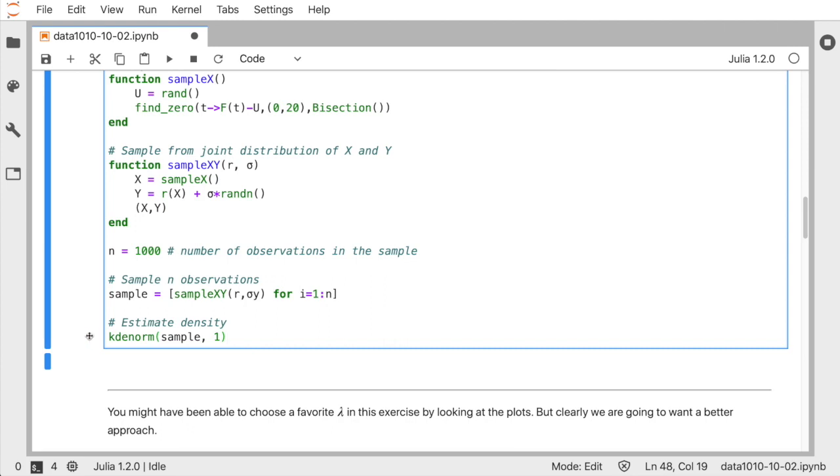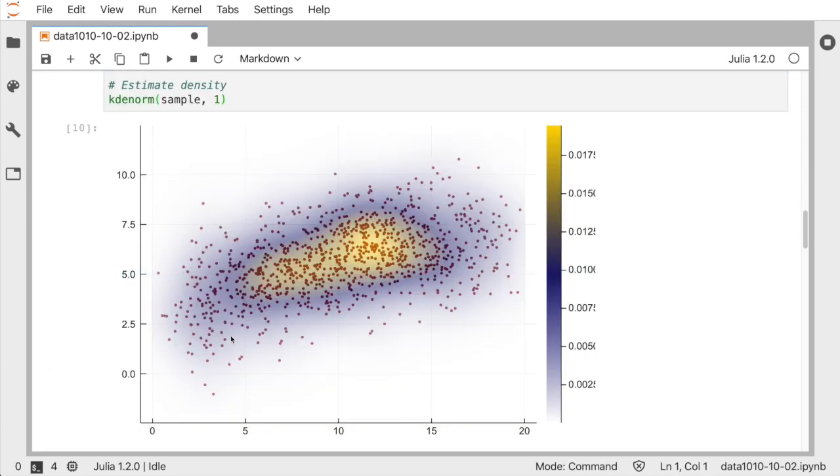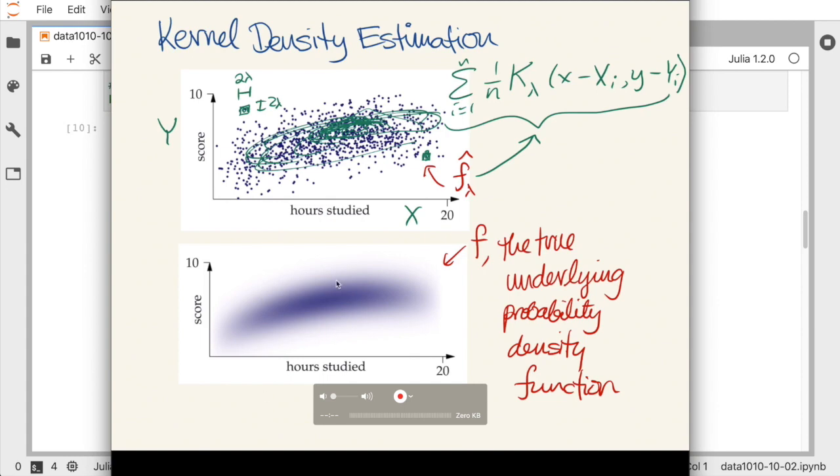And we'll get to plot what the kernel density estimator looks like. So it looks like 1 is a pretty good value here. The heat map is showing you that there's more mass in the middle, and it sort of tapers out as you move away. And that seems pretty consistent with the original density function that we looked at over here.